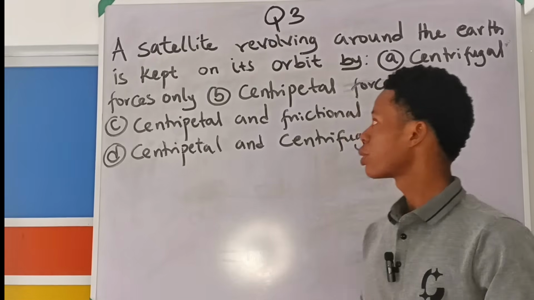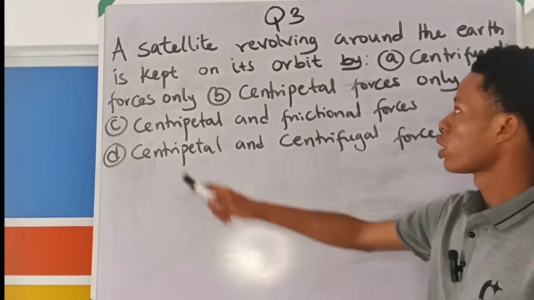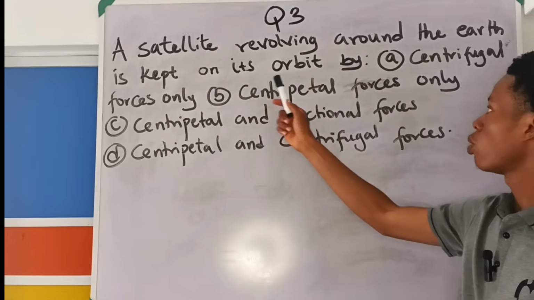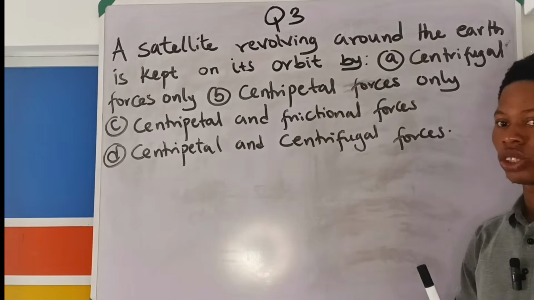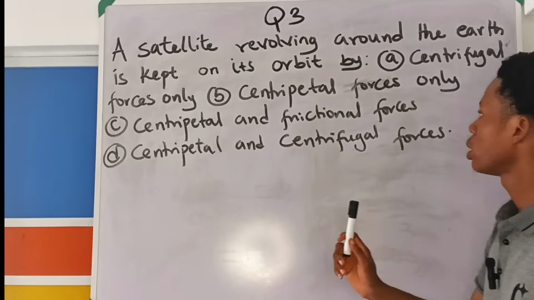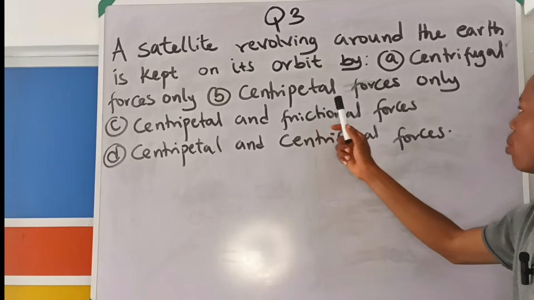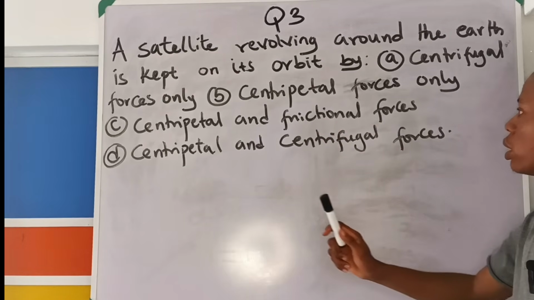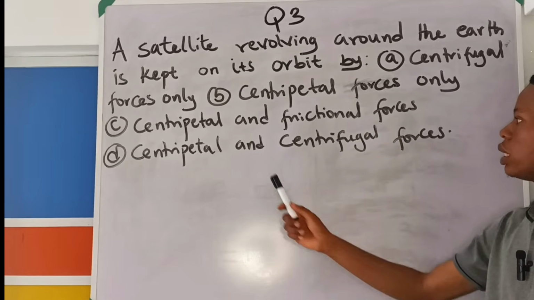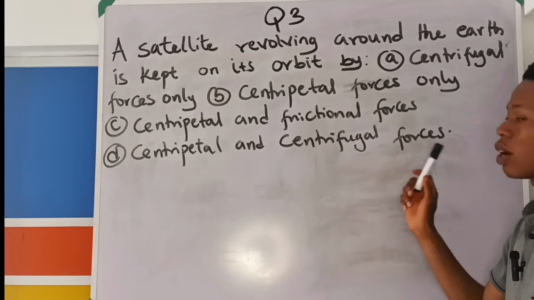All right, my fans, let's look at question 3. A satellite revolving around the Earth is kept on its orbit by dash. A. Centrifugal forces only. B. Centripetal forces only. C. Centripetal and frictional forces. D. Centripetal and centrifugal forces.